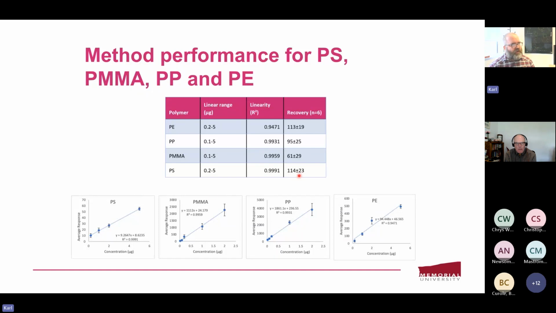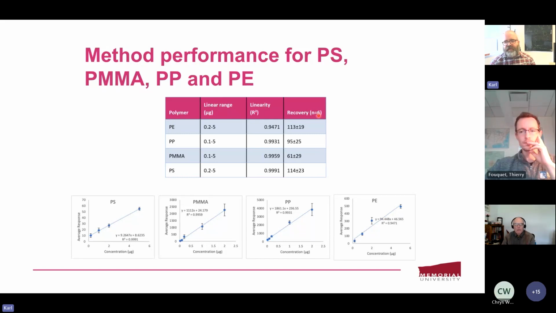Our recoveries were reasonable. So the experiments were done as follows. The student would spike a known amount of the polymer onto our glass fiber filters, solvent extraction, concentrate, and then inject in the instrument. And so Maheen was getting between 60 and 114% recoveries, although you can see that there's fairly wide error bars on those, just as a note.